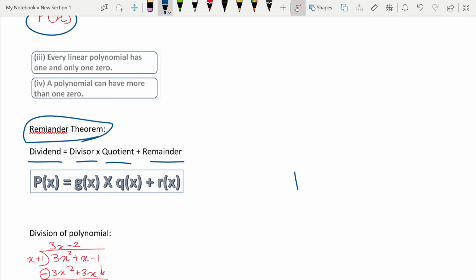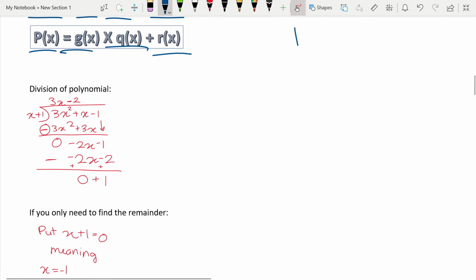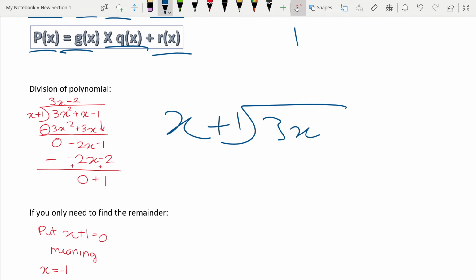Now in polynomials you can say p(x), meaning the whole polynomial, is equal to divisor times quotient plus remainder. Nothing fancy in that. Division of polynomials. Now if you have x plus 1 dividing 3x squared plus x minus 1, then how do you solve that? First you look for x. What times x is equal to 3x squared? x times 3x is equal to 3x squared. So we've got 3x squared over here.